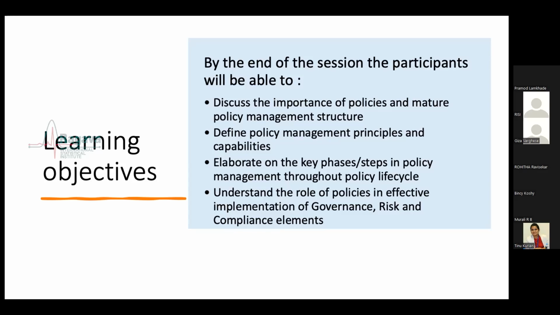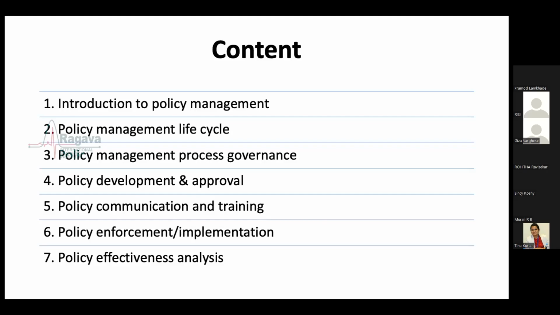So these are the learning objectives for today, and these are the topics I'm going to cover in today's session. I'll introduce you to policy management. There we will see the importance of policies and the importance of policy management, and what the policy management life cycle is. How can you govern a policy management structure, and the different phases or steps in policy management, starting from the development and approval phase until the effectiveness analysis and improvement of policies in an organization.